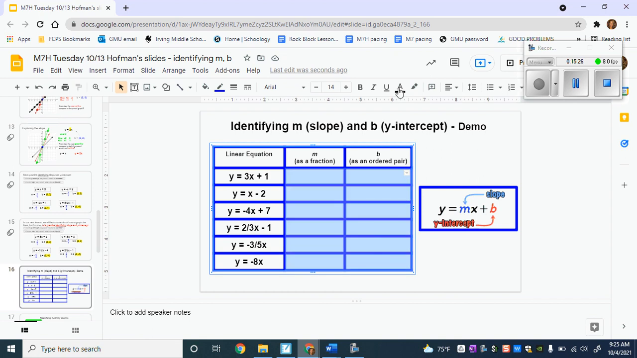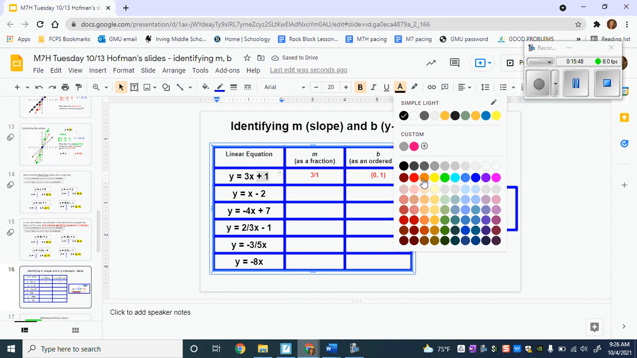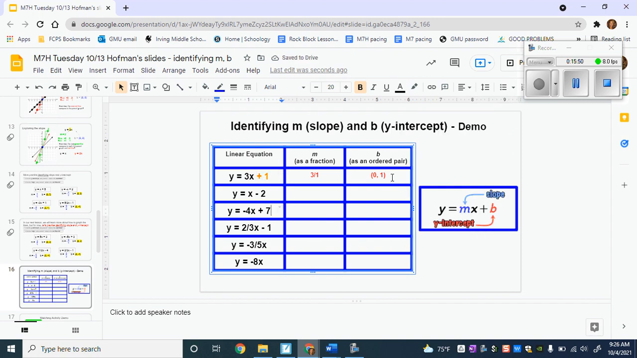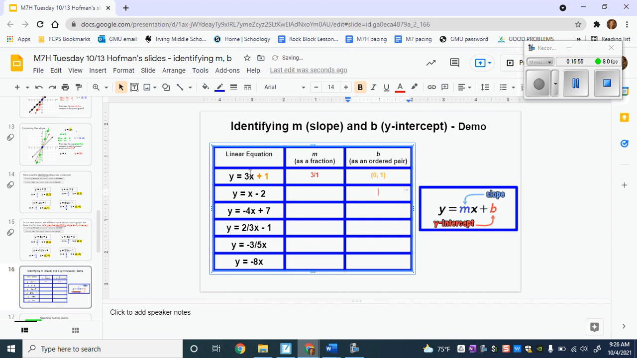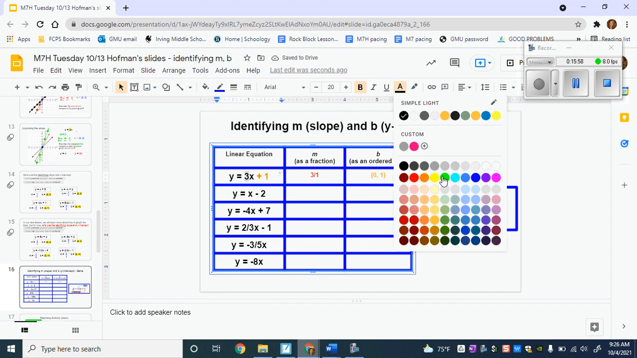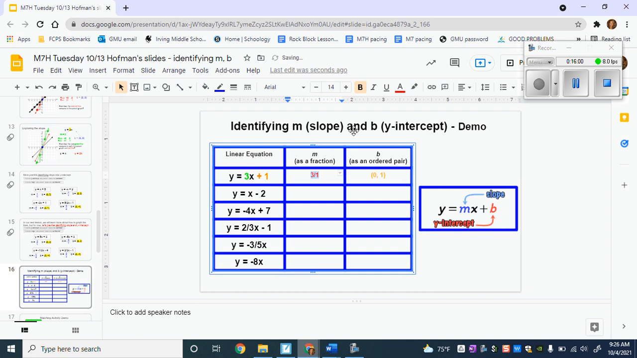Let me actually change the color to red so that it stands out a little bit. All right, here we go. So if you're trying to just look at the equation and simply identify the m as a fraction, in the first one, the slope is a 3, so we'd put it over 1. And this one crosses at 0, 1. This is the number I looked at. I'll put that in orange just so it stands out. That's the number I looked at to make this decision right here. Okay? And this number in green is the number I looked at to make this decision right here.